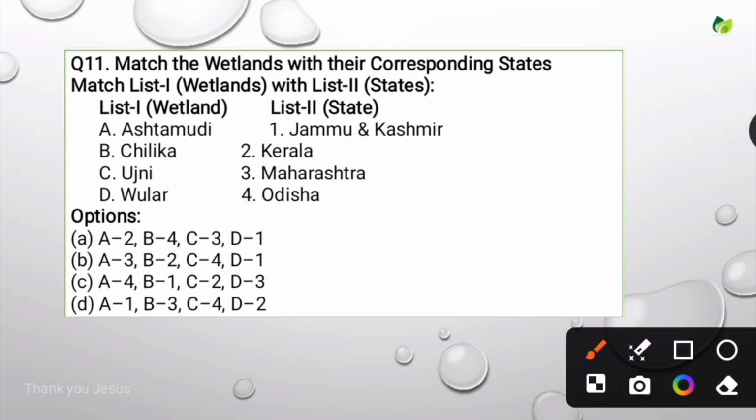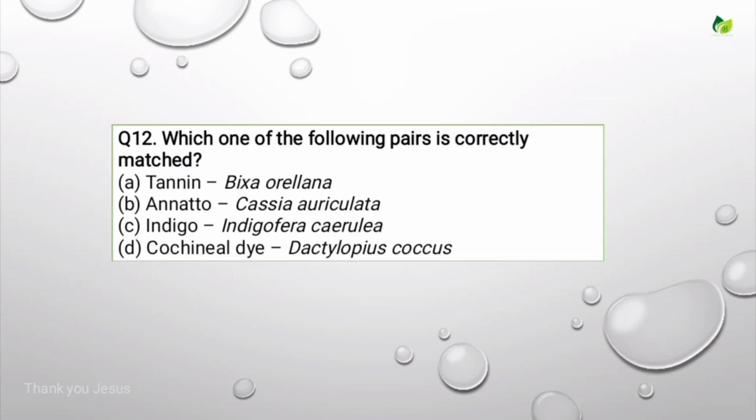So I am going to match Ashtamudi, the wetland present in Kerala. Chilika Lake is present in Odisha. Next, Ujni wetland is present in Maharashtra. Wular Lake is present in Jammu and Kashmir. So the correct answer is the first one: 2, 4, 3, 1. Let's see the next question.